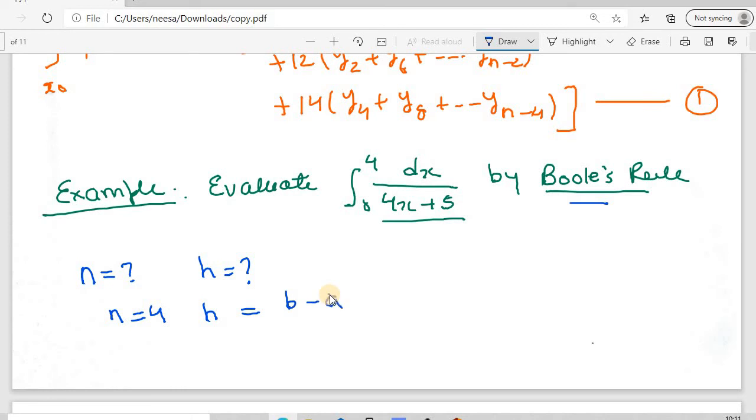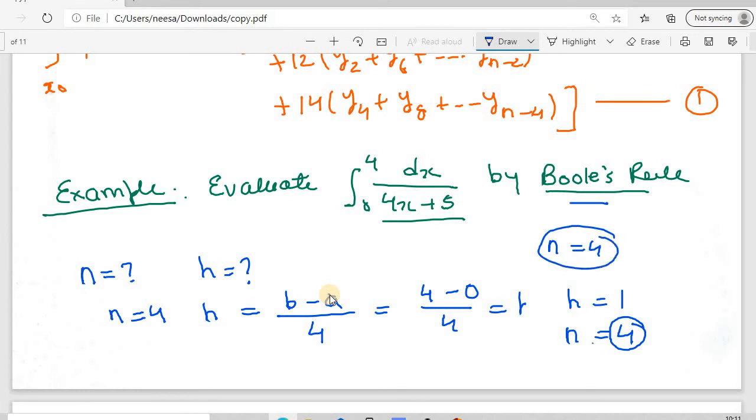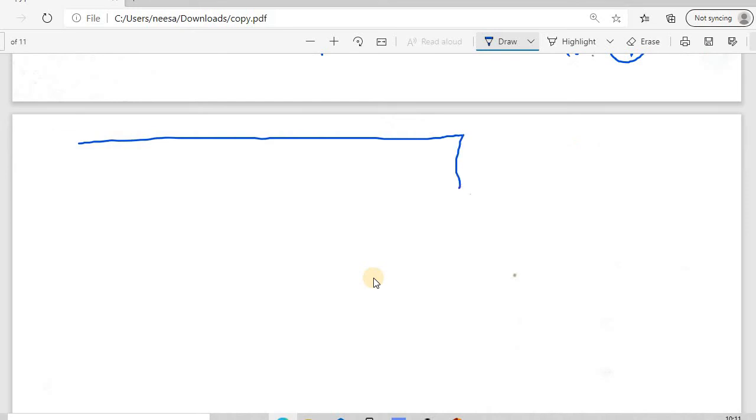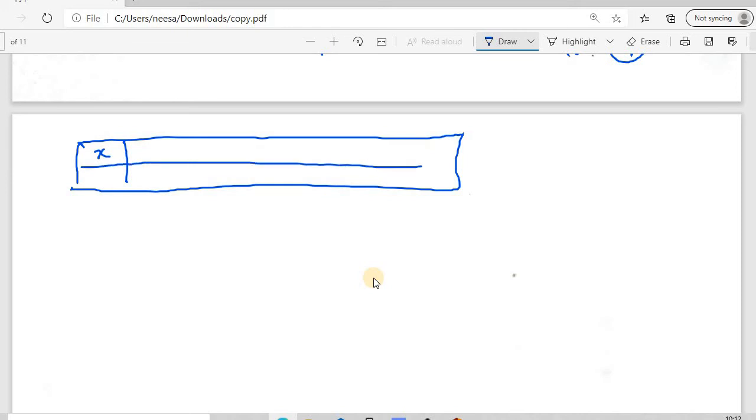That will be b minus a divided by n, that is 4. So this will be, as we can see, 4 minus 0 divided by 4. This will be 1. So here h comes to be 1, and we have taken n is equal to 4, which is a multiple of 4. We can take 4 intervals, we can take 8 intervals, we can take 12 intervals, because all has to be a multiple of 4 for Boole's rule. So now let's create the data table for this. In the data table, we'll have the values of x and y, where y, as we know, will be the function.